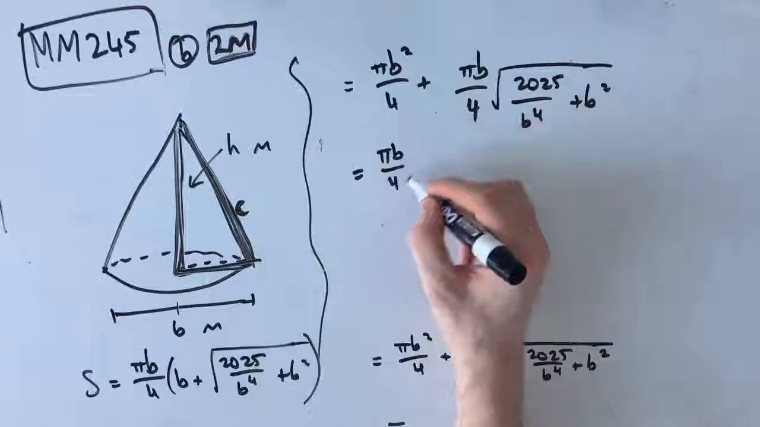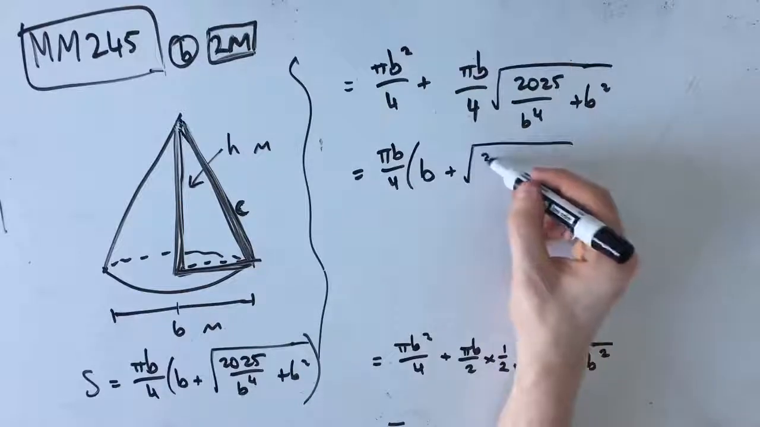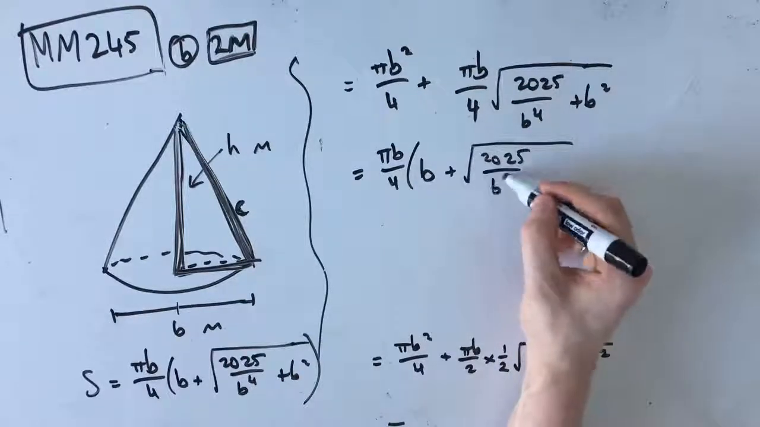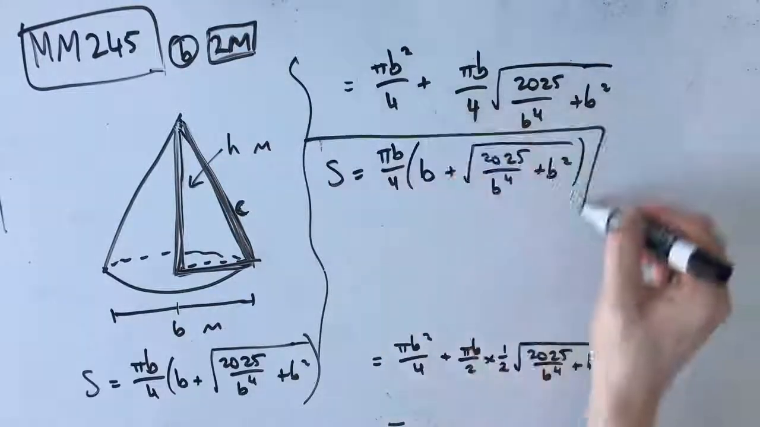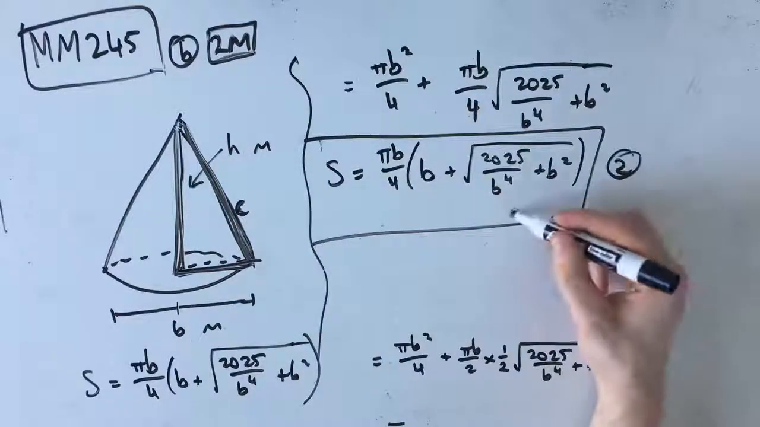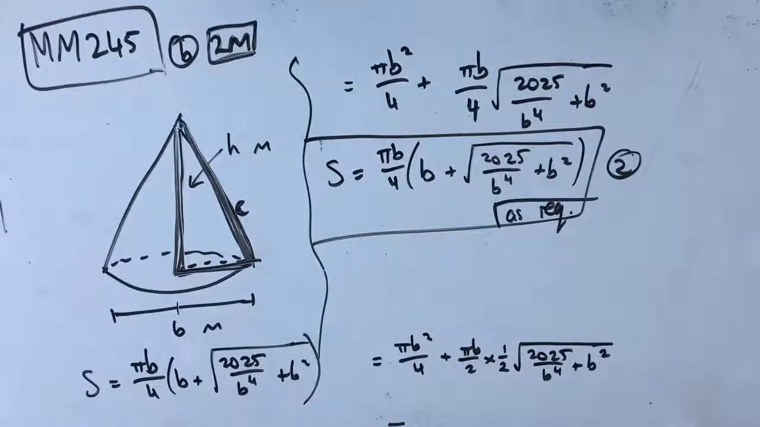So we're going to take pi b over 4 out as a factor, which means we have b plus 2025 over b to the 4 plus b squared. And this is our final answer. So that's our second mark. You can even say "as required" afterwards. I like to do that. But that's our surface area equation as we needed to find as per the question. So that's our second and final mark for part B. Let's move on to part C.